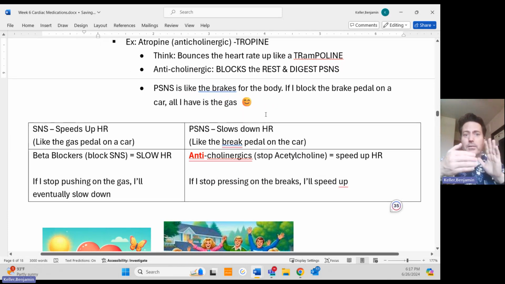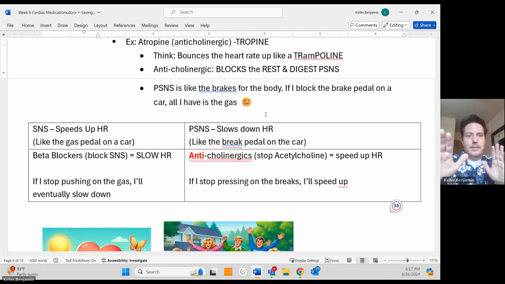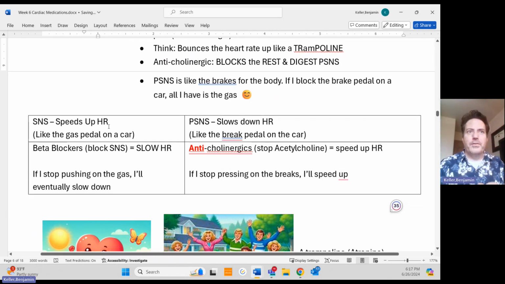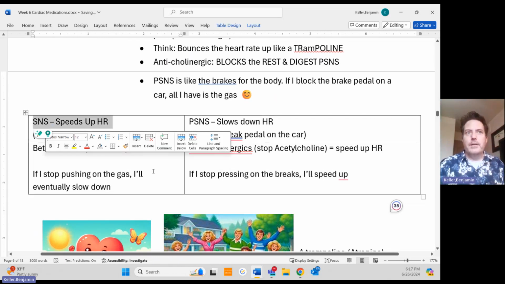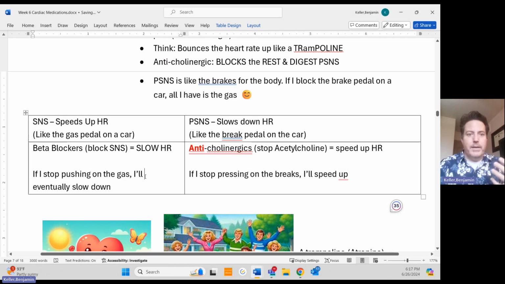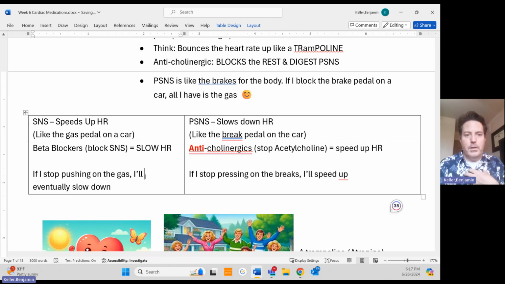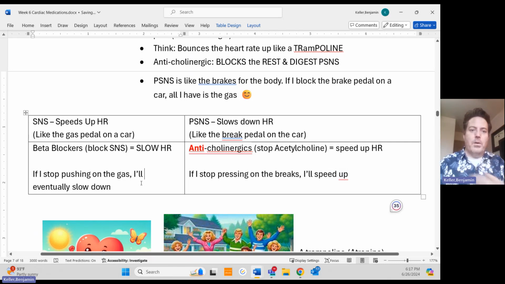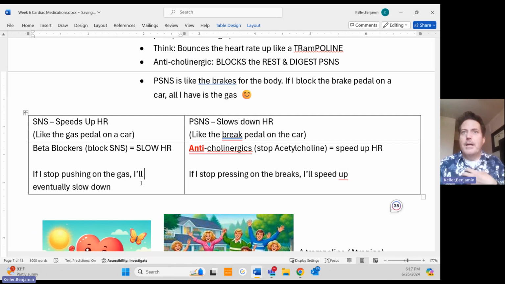A beta blocker slows your heart rate down. If I stop pushing on the gas, and I don't necessarily have to push on the brake, but if I stop pushing on the gas, eventually it'll slow down. So I don't know if that helps at all. So SNS speeds up the heart rate because you're stimulating those alpha and beta receptors, primarily the beta 1 receptors in the heart. So that's increasing your heart rate. And a beta blocker slows down the heart because it blocks that action of the norepinephrine on the heart.